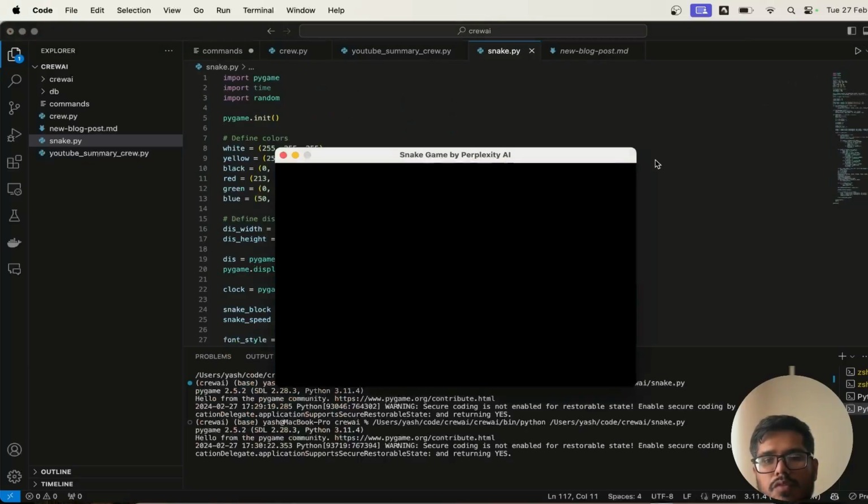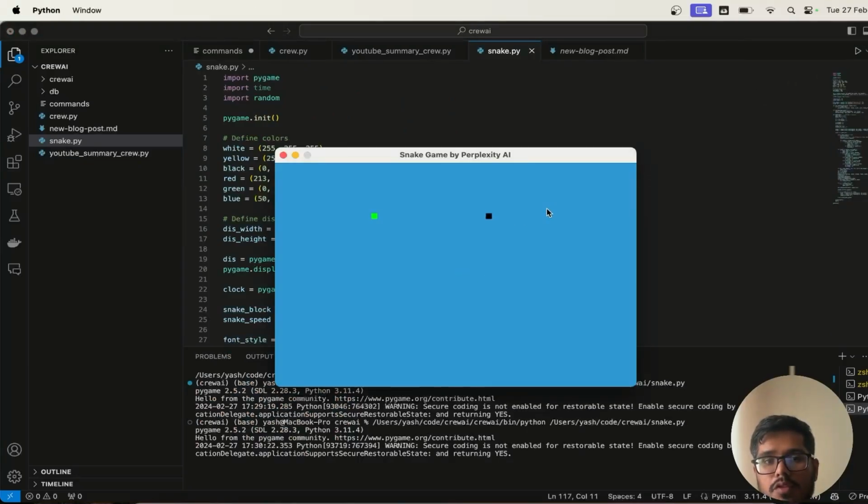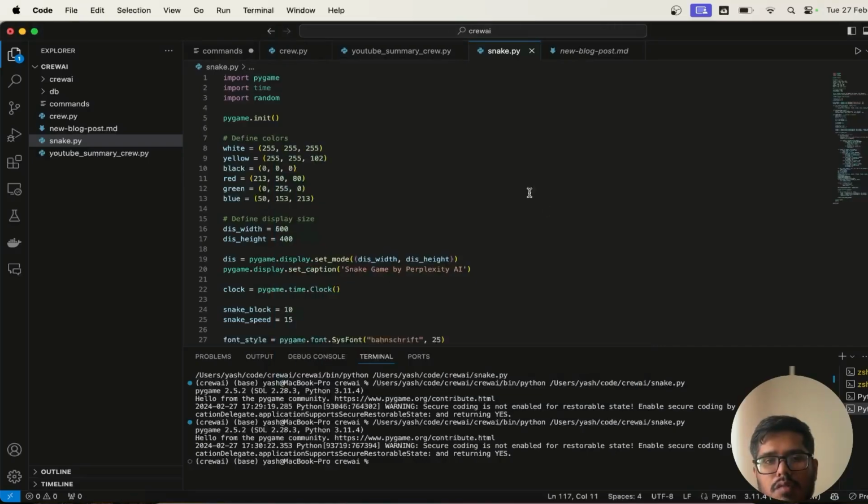This is from GPT-4. And this seems to be working as well. It has this nice fancy background, and the snake seems to be moving relatively slower than the one that I saw on the Gemini output.